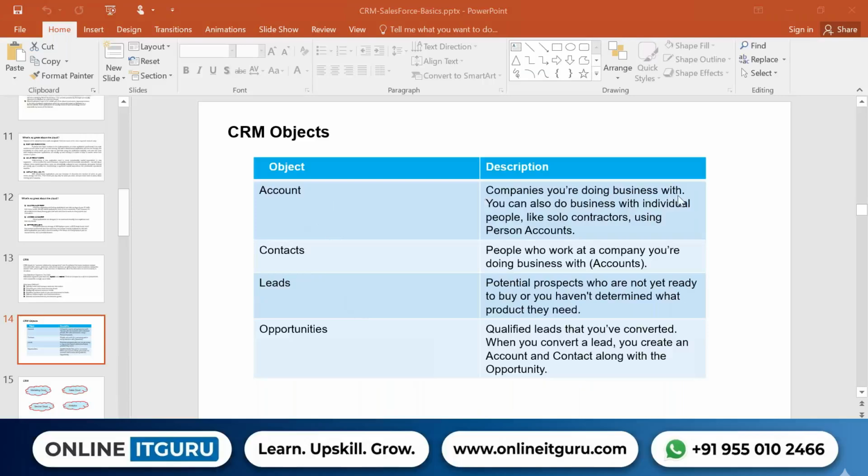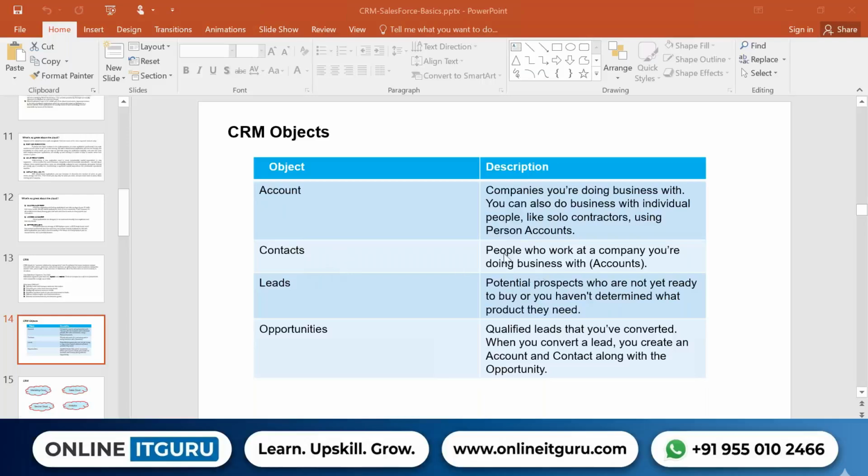Accounts are nothing but companies you are doing business with. You can also do business with individual people, like solo contractors, using person accounts. Monica is one account, Shilpa is one account, Pavani is one account, because these three people are managing different businesses. One is in charge of the Middle East, one of Asia Pacific, one of Europe, and they can also have local contractors who purchase your mobiles, and the normal customer also will purchase as an individual person. Got it? That's called an account.